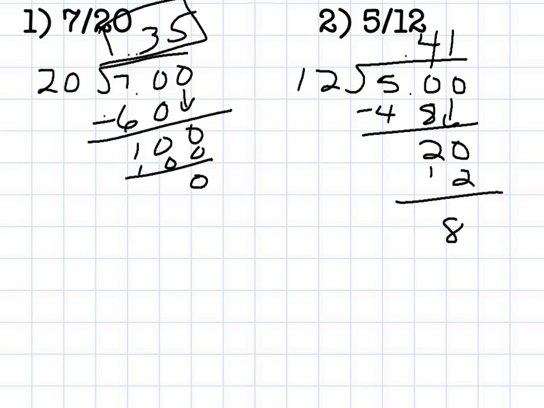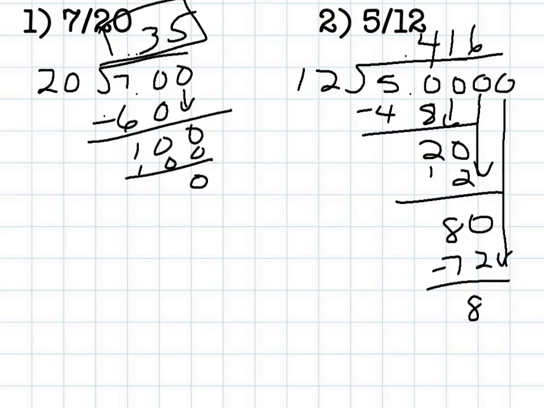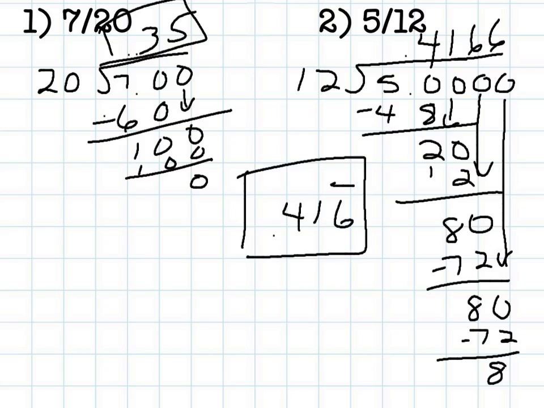Well, we don't want remainders, so add another 0 and bring it down. Well, 12 goes into 80 6 times. 6 times 12 is 72. Subtract, you're left with 8. Add another 0. Bring it down. 12 goes into 80 6 times. Gives you 72. Subtract, you're left with 8. You should notice at this point that it's going to continue and repeat. So your final answer should be 0.416 with a line over the 6 to designate that it's repeating.